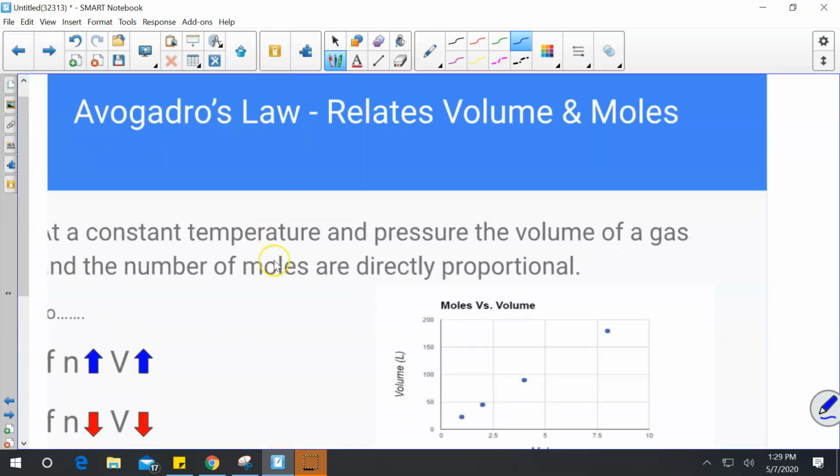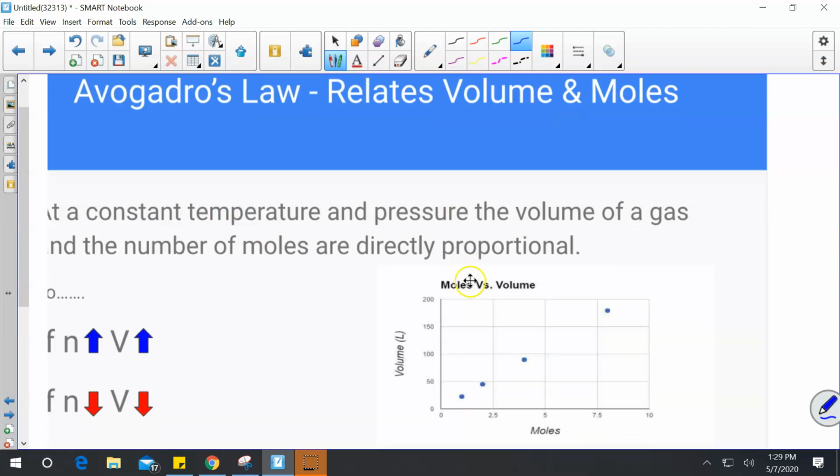The last one of these gas laws is Avogadro's, which relates volume and moles. So as you increase the moles, the volume of a gas will increase. And this would mean that you're going to keep the temperature constant and the pressure would be kept constant. Another direct relationship. You can see by my arrows. As one increases, the other one increases.